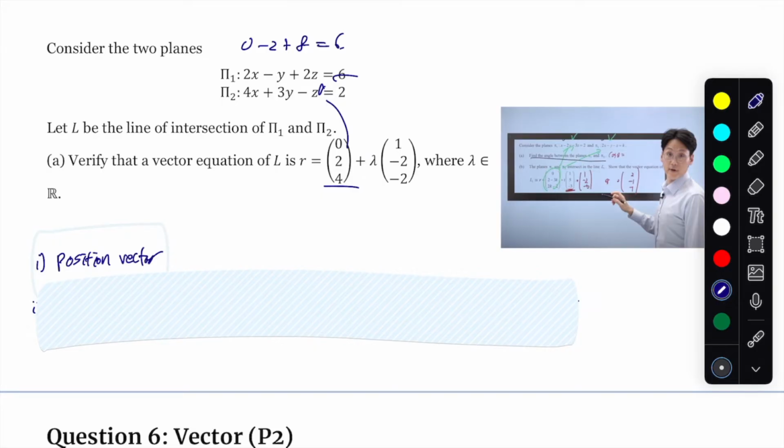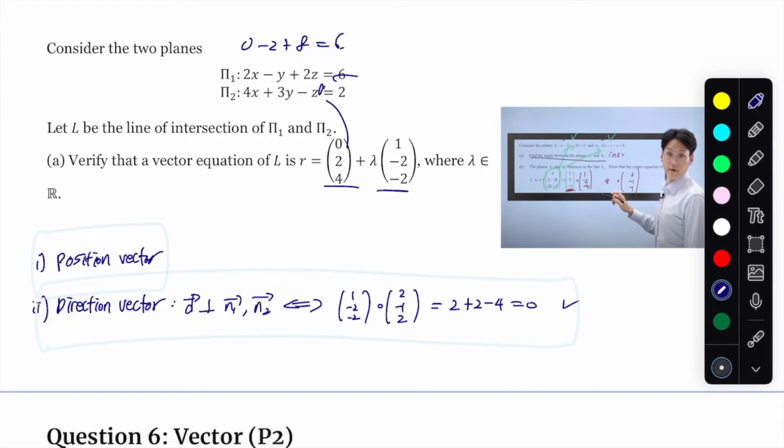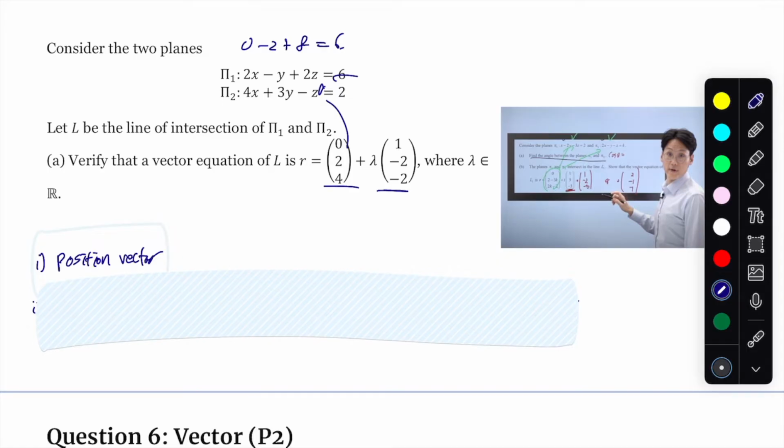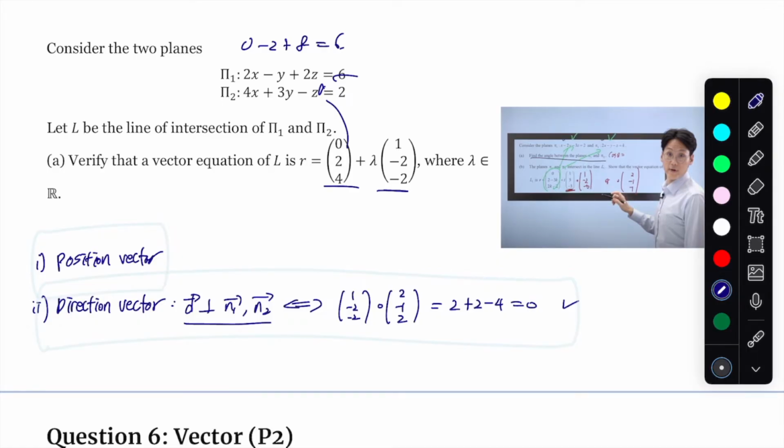That's the position vector. For the direction vector, if you remember, the direction vector of the line of intersection has to be perpendicular to the planes. That means the dot product with the normal vector is zero. So you simply check the direction vector of the line of intersection against one of the normal vectors from the Cartesian form of the plane, which you can get easily from the coefficients. You simply apply the dot product. If it becomes 0, then your direction vector is correct.